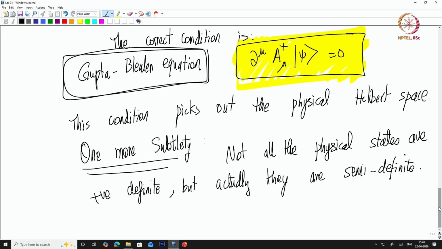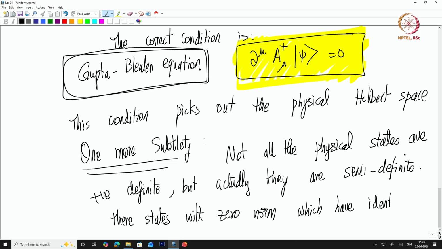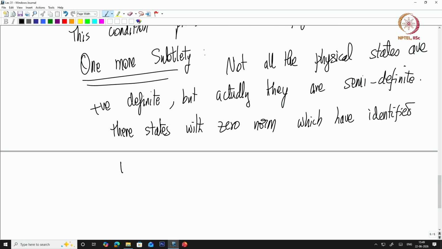Meaning there are some states which have 0 norms. Actually, what it turns out is there are several states with 0 norm, which have to be identified with the vacuum through a gauge condition essentially.